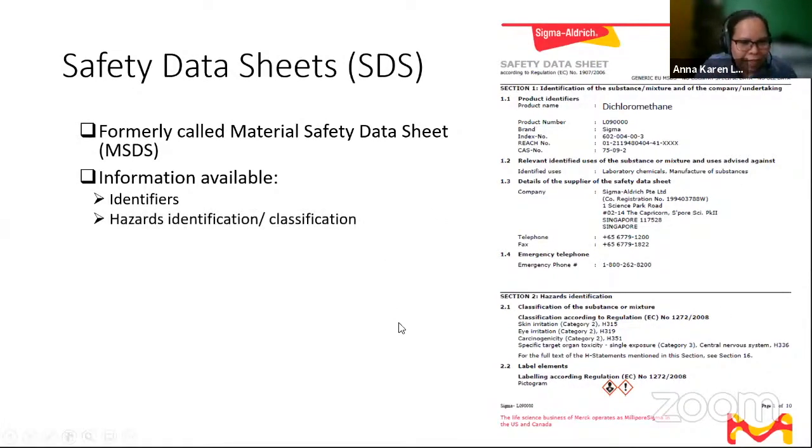Hazards identification and classification. This is again very important. This is what we usually need from the safety data sheet. So here in the hazard identification section of the example here, it will state kung ano ba yung hazards for that particular chemical. So for example, skin irritant, eye irritant, carcinogenic, and so forth. And it will also state what is the GHS sticker or GHS classification of that particular chemical.